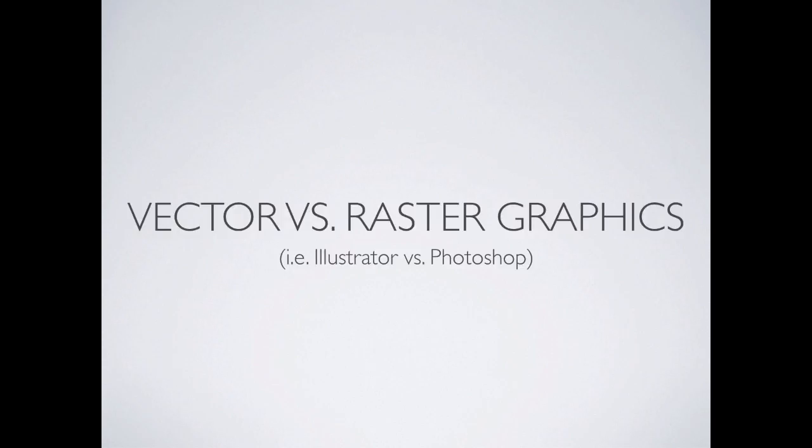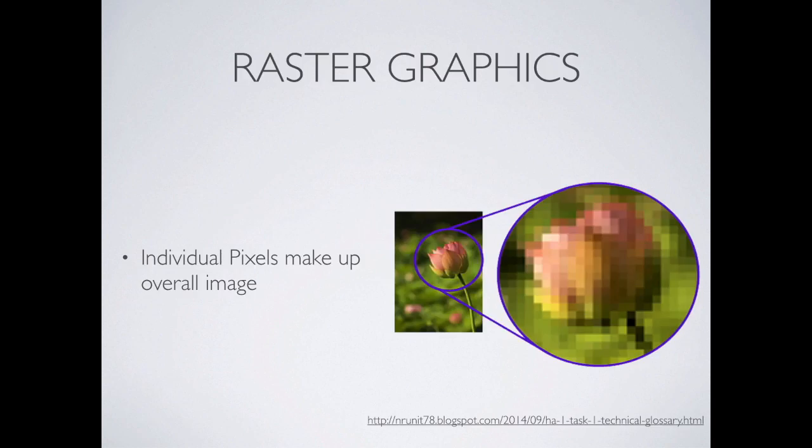But it's important to understand why one program is better at one thing and another program is better at something else. This is a question that I get very frequently, so I figured it was a good time to put it into a lecture format so we can discuss this a little bit more formally. So raster graphics are essentially the types of graphics that we use in photographs, okay?